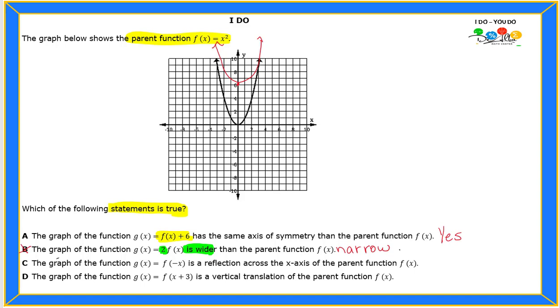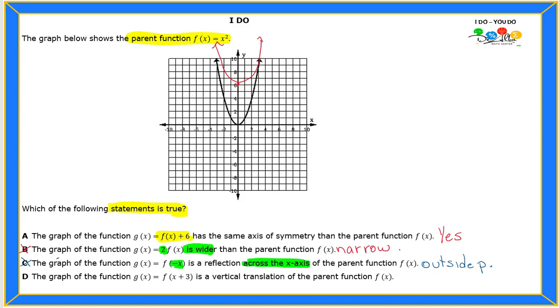How about letter C? It says the graph of the function g of x equals f of negative x is a reflection across the x-axis. So let me ask a question on that. If we're talking about a reflection across the x-axis, is it okay for the negative sign to be inside the parentheses? No, right? If I want to show a reflection across the x-axis, the negative sign needs to be outside the parentheses. So that's why letter C is not correct, okay?